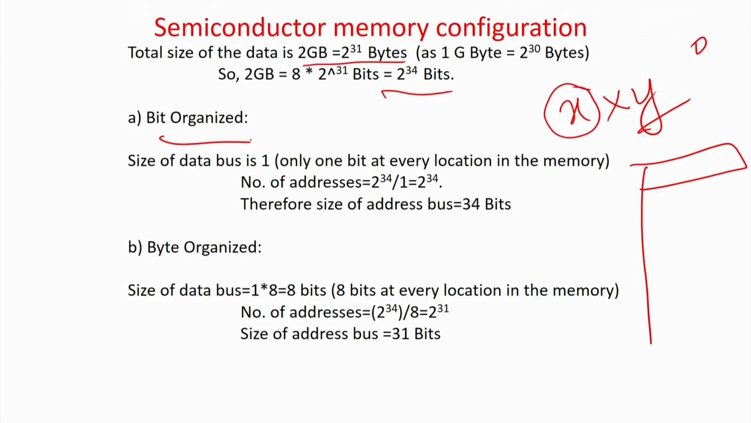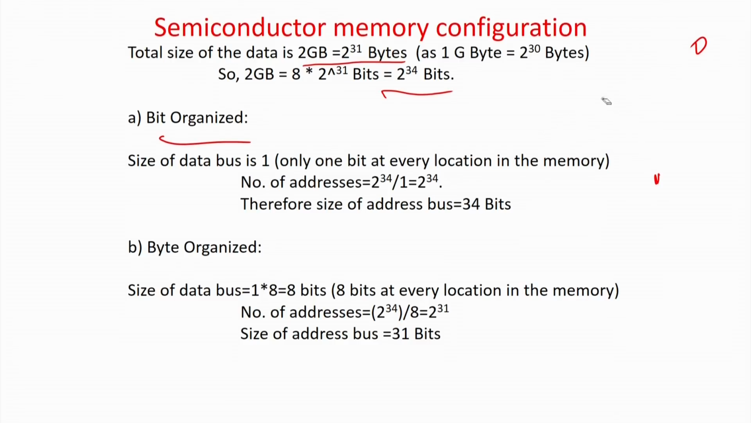So, what do you mean by bit organized? That means there is only one bit in the row. So, it is a very non-practical kind of memory. Just to show the example, either you write x cross y or you can tell the total size of the memory, in this case 2 to the power 34 bits. How? 1 GB is 2 to the power 30 bytes, 2 GB is 2 to the power 31 bytes, sorry, and then 1 byte is equal to 8 bits. So, the whole size is 2 to the power 34 bits.